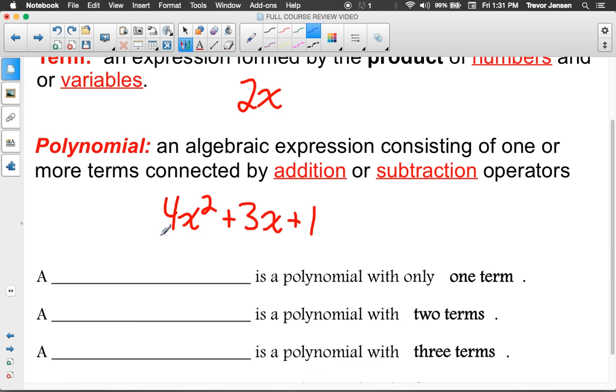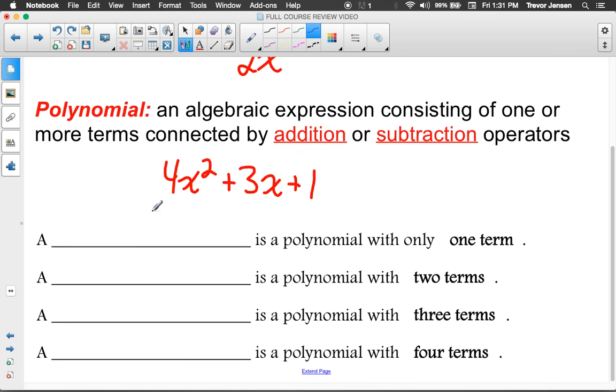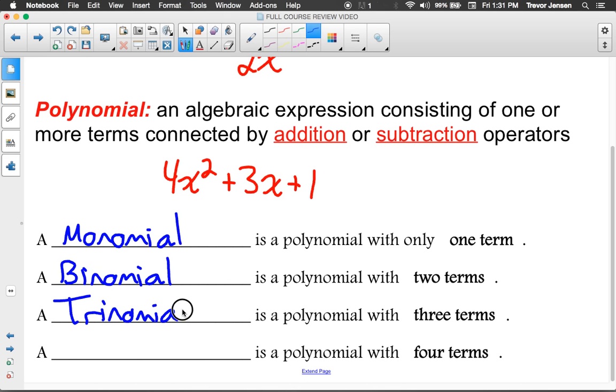Now we can classify a polynomial based on how many terms it has by name. If a polynomial only has 1 term, like this 2x up here, we call that a monomial. If a polynomial has 2 terms, we call it a binomial. If it has 3 terms, we call it a trinomial. And if it has anything more than that, there's no special name for it. Like if it has 4 terms, we just simply call it a 4-term polynomial. If it had 5, we would call it a 5-term polynomial, and so on.